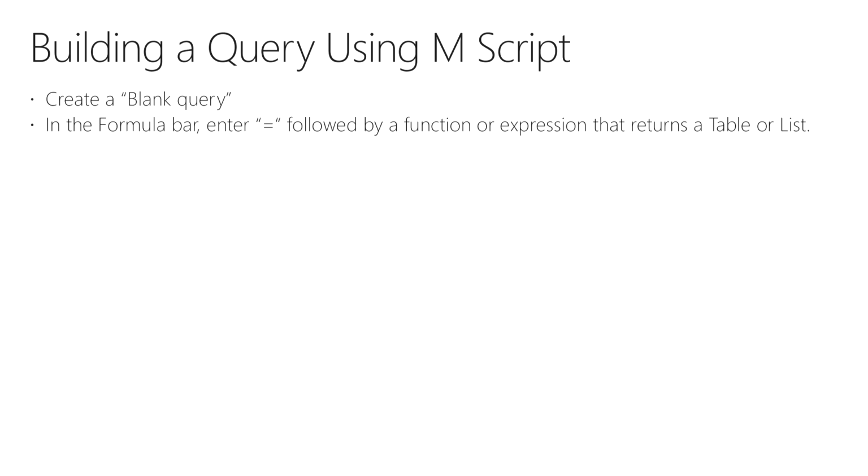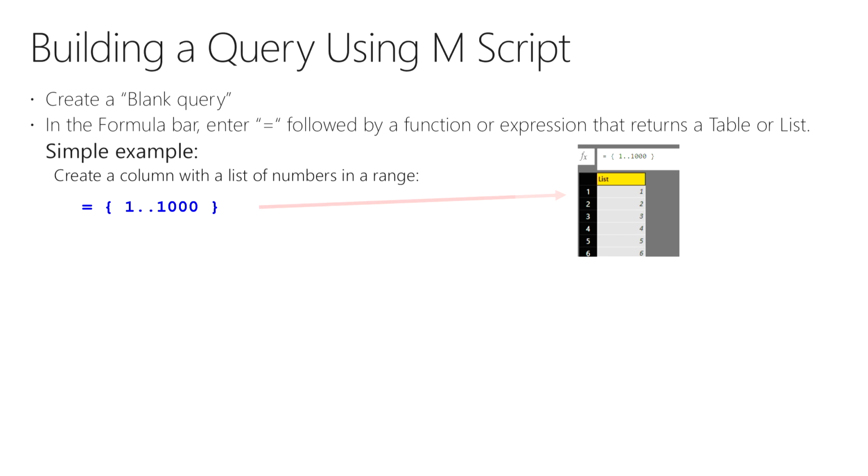All right, so if you're building an M script, you can just start with a blank query. And in the formula bar, you can call a function just by using the equal sign, or go to the advanced editor, and then you have a little bit more control at that point. Some simple examples. This is an example of a list. A list object can be created using the curly braces. I come from an MDX background with Analysis Services, and we use those for sets.